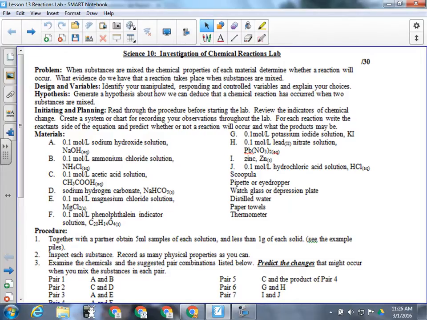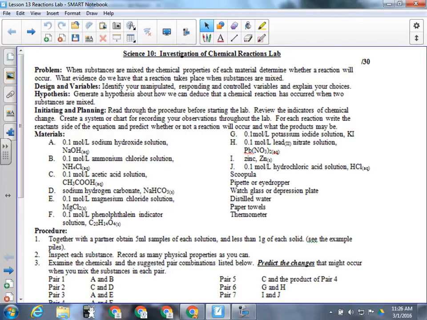So the problem we're investigating here is when substances are mixed, their chemical properties, not their physical properties, determine whether a reaction will occur. What evidence do we have that a reaction takes place when substances are mixed? Each time we have a new mixture, what's going to be different? Each time we do a reaction, we're going to have different what?